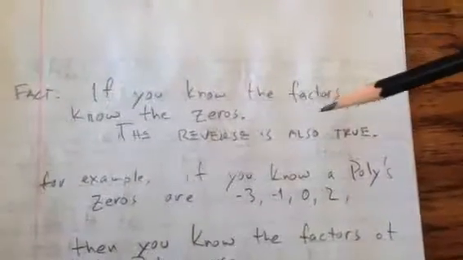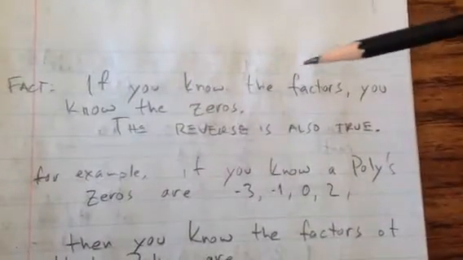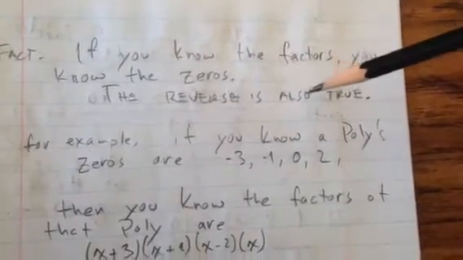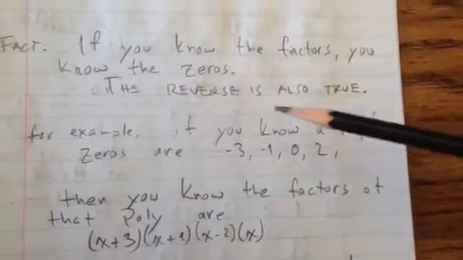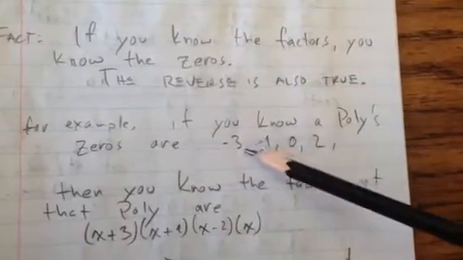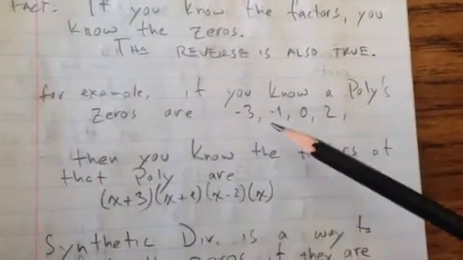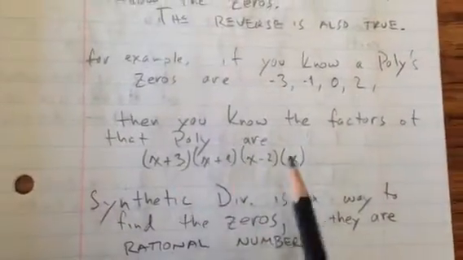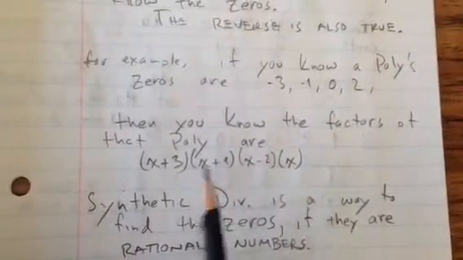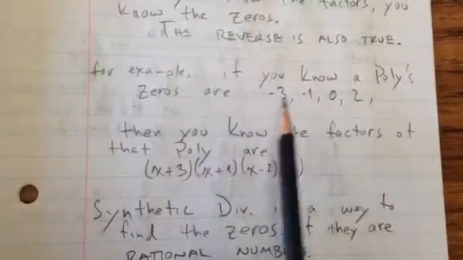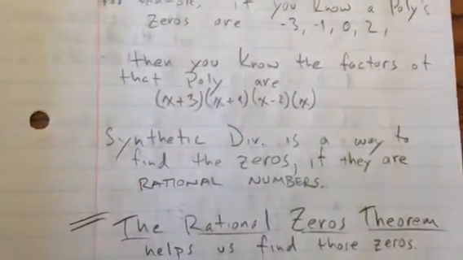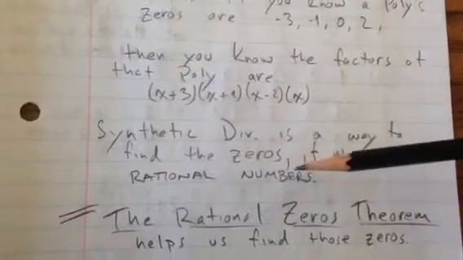We started off with reminding ourselves that if you know what the factors of a polynomial are, then you know the zeros. And we mentioned today that the reverse of that is also true. That is, if you know what the zeros are, then you know the factors. So if you know a polynomial has these zeros, then it's got these factors. These are the factors of the polynomial that has those zeros. So synthetic division, as we said, is a way of finding those zeros as long as they are rational numbers.